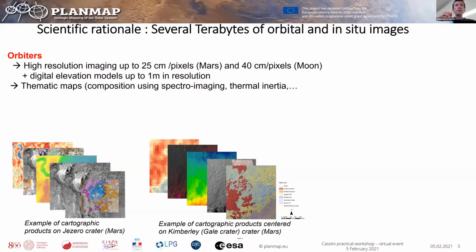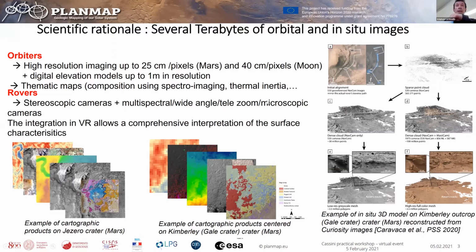And we also have the ability to compute digital elevation models to have the shape of the planetary surfaces. We also have the possibility to compute a lot of thematic maps, so maps of composition, thermal inertia, any kind of parameters that we can also use to complement the high resolution imagery. So we have a bunch of orbiters, but we also have landers and in particular rovers on Mars.